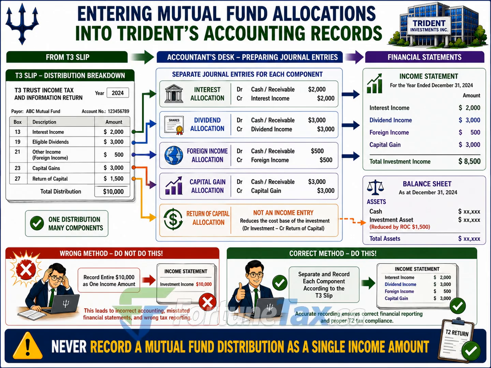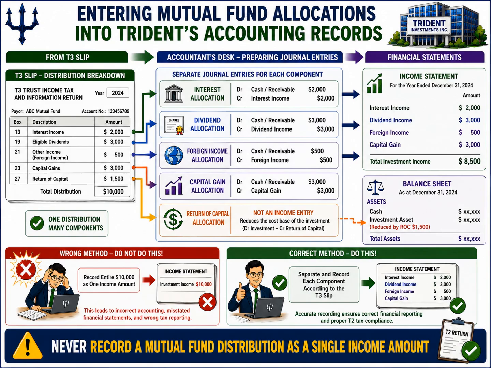Notice the center section of the slide. Each component is extracted from the T3 slip and receives its own accounting treatment. The interest allocation is recorded as interest income. The dividend allocation is recorded as dividend income. The foreign income allocation is recorded separately as foreign investment income. The capital gain allocation is recorded as capital gain income. Each component is entered through its own journal entry and flows into the appropriate income account. These entries eventually appear on the corporation's income statement.